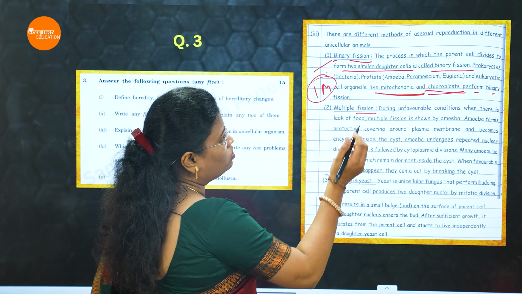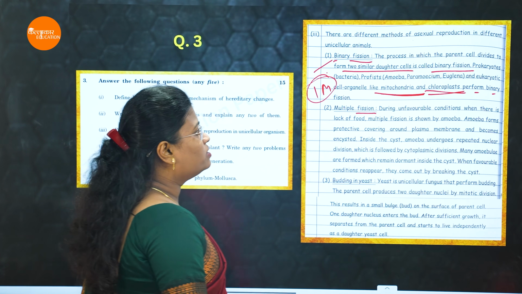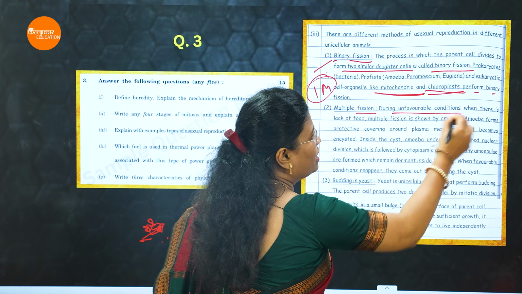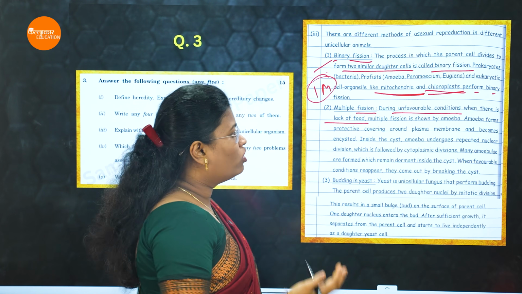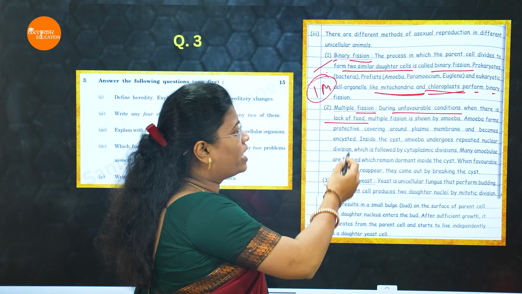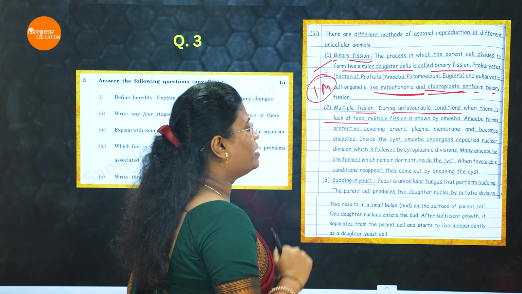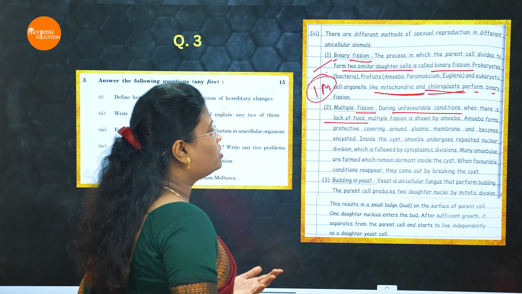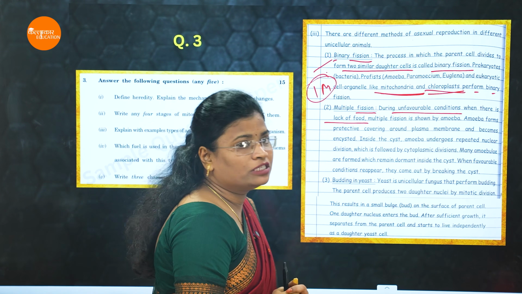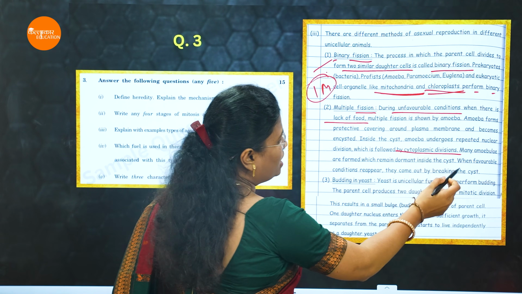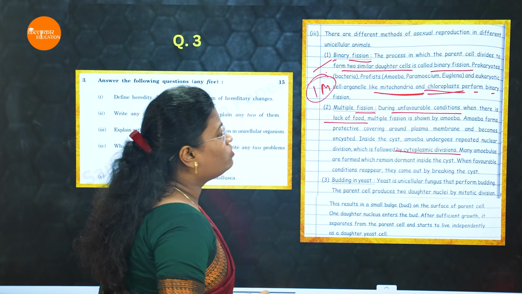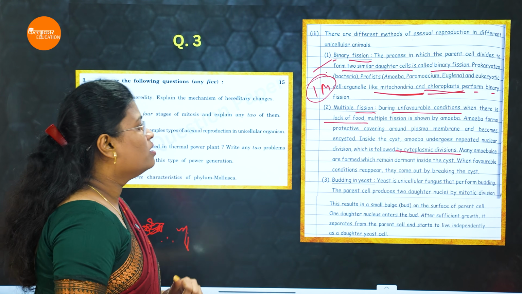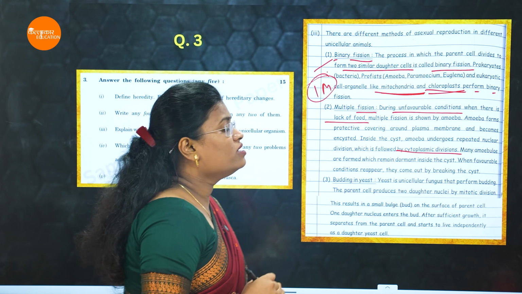Multiple fission. During unfavorable conditions, when there is a lack of food, multiple fission is shown by the amoeba. Unfavorable conditions are lack of food, lack of water, etc. So amoeba forms a protective covering around the plasma membrane and becomes encysted. Inside the cyst, amoeba undergoes repeated nuclear division followed by cytoplasmic division. Many amoebae are formed which remain dormant inside the cyst. When favorable conditions reappear, they come out by breaking the cyst. Means what?